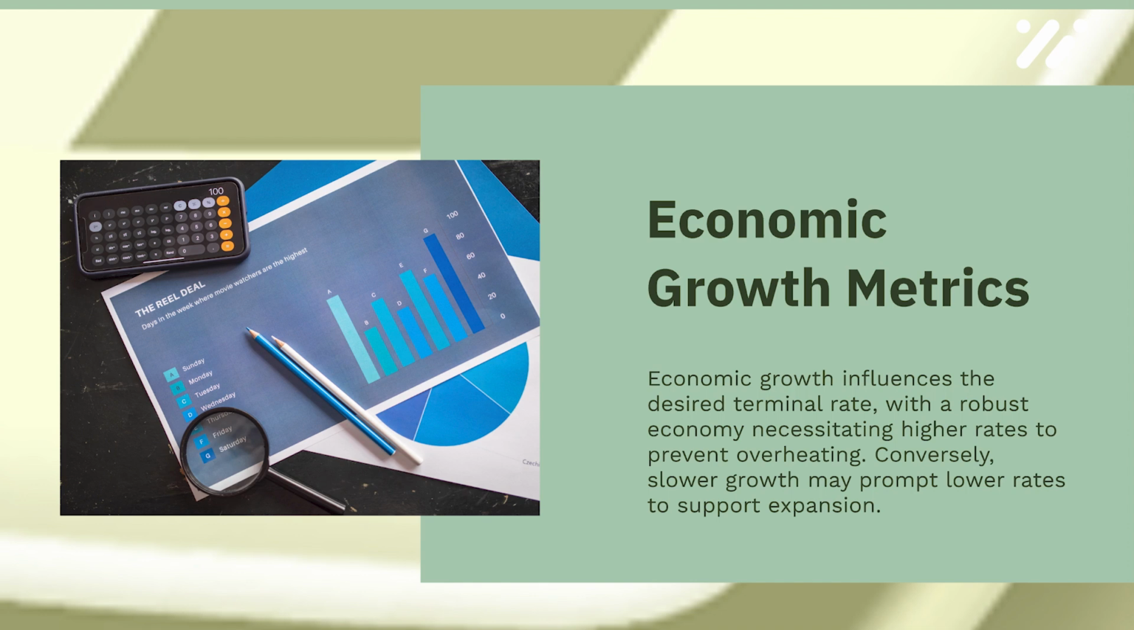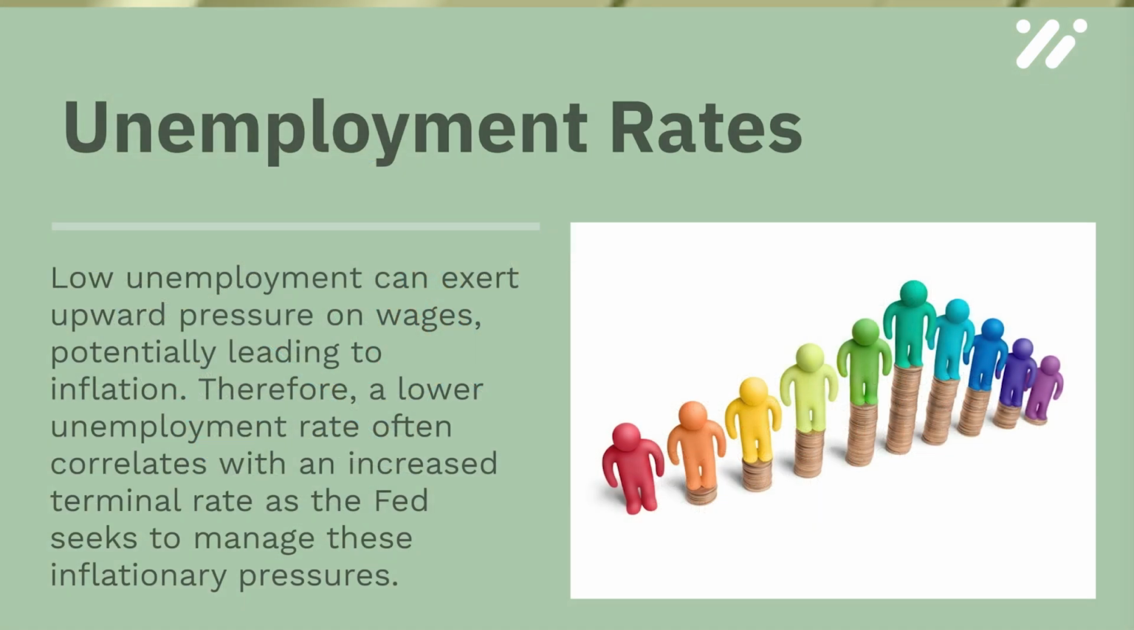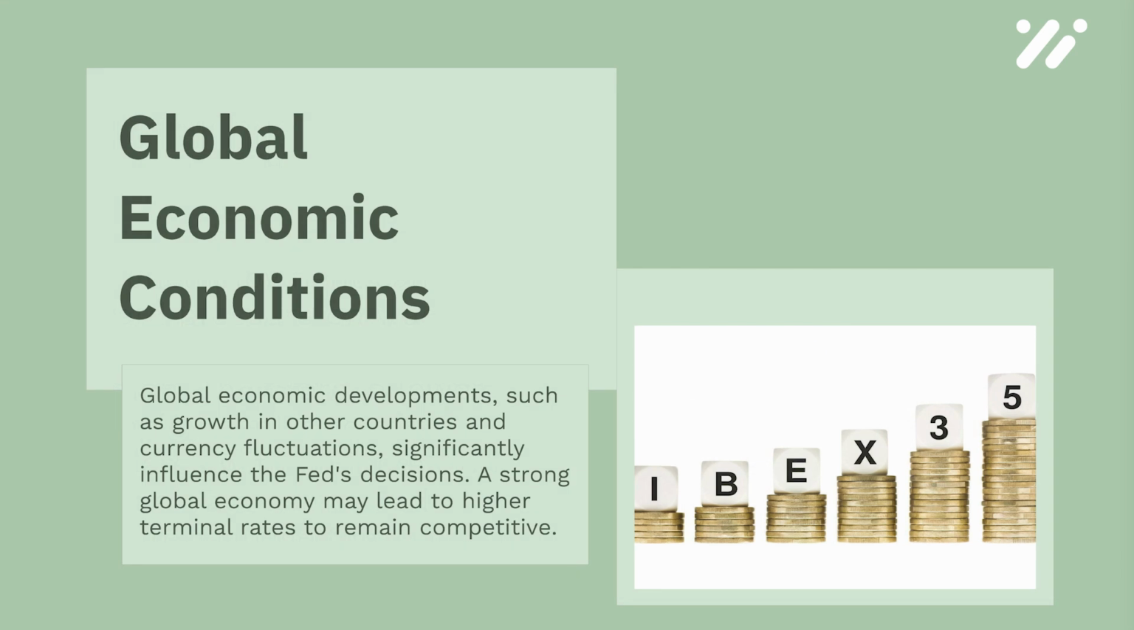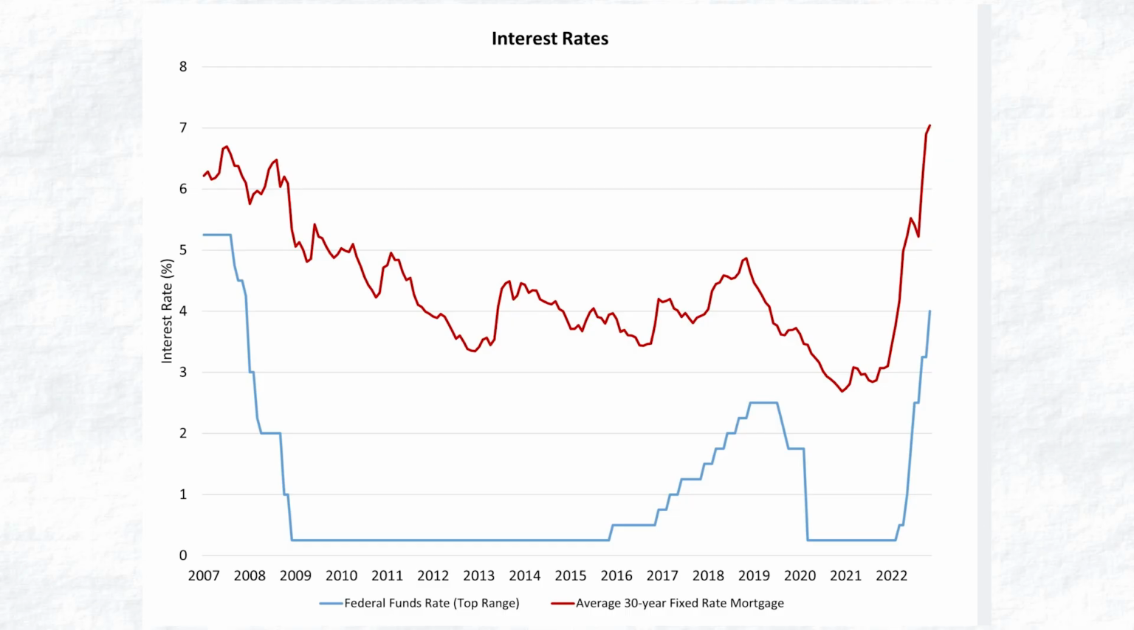Economic growth. In this case, a robust economy may require higher rates to prevent overheating, while a slowing economy might necessitate lower rates. Unemployment. Low unemployment can put upward pressure on wages and prices, potentially leading to higher terminal rates. Global economic conditions. Global factors such as economic growth in other countries and exchange rate movements can also influence the Fed's decision. Here's a graph showing the federal funds rate over time, with a horizontal line representing the terminal rate.